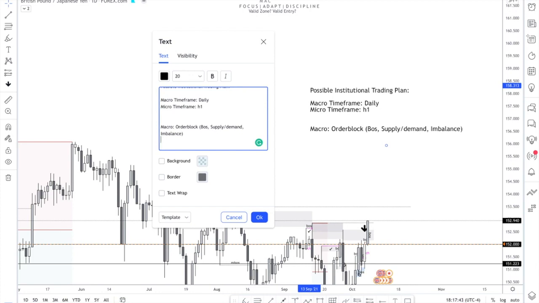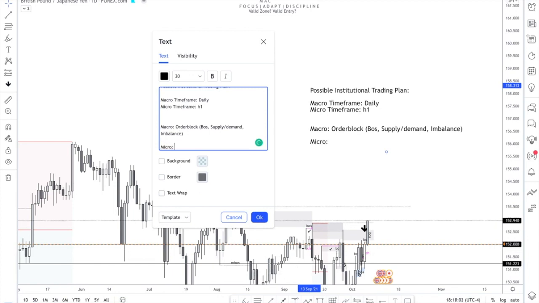But the only thing is, you're not going to get those 2 to 5 pip stop losses that you guys are looking for. It's going to be a higher time frame zone. You may get a 15 pip stop loss, 20 pip stop loss, 25 pip stop loss. But if you're trading from zone to zone, you should be good. So what are you looking for on your micro time frame?